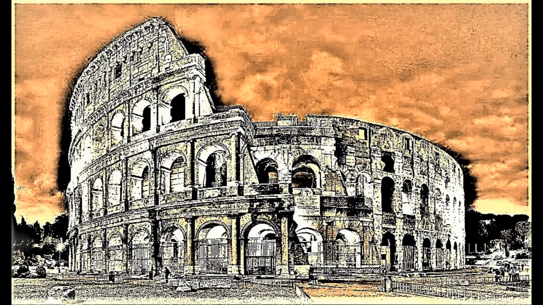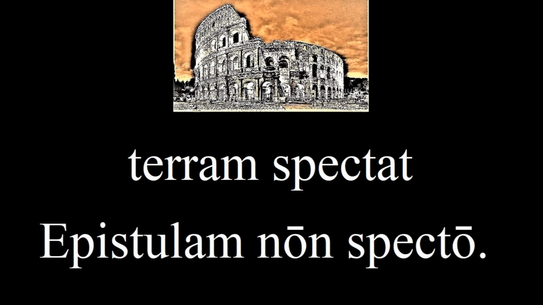And before we finish the story from the last lesson, let's review one of the words we encountered, since it will also be in today's story. Do you remember how to say watches the earth or looks at the earth? The two words had connections to spectator and subterranean. Terram spectat. How would we say, I don't look at the letter? Epistolam non specto.